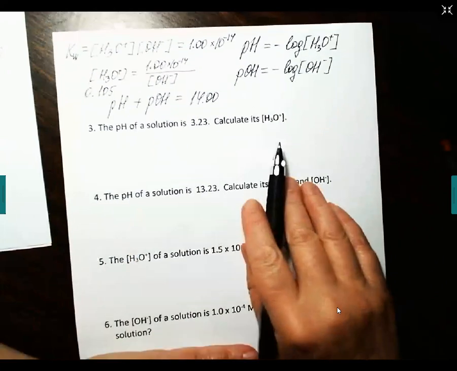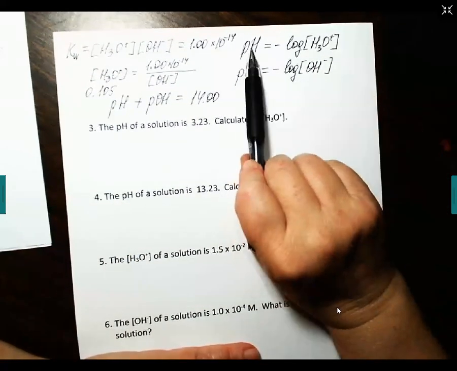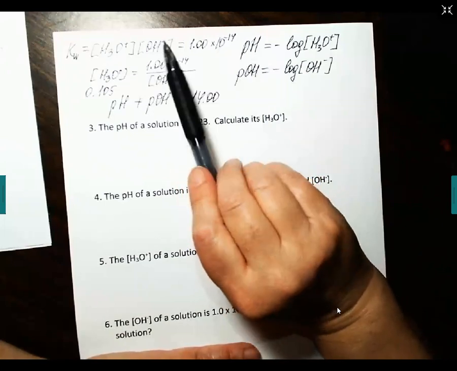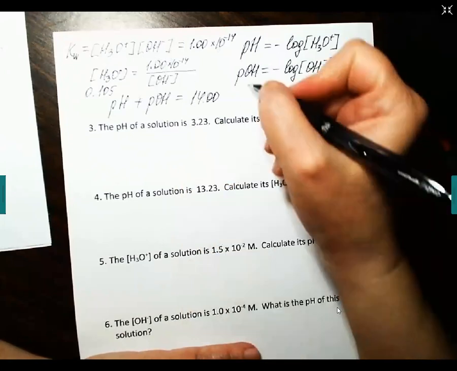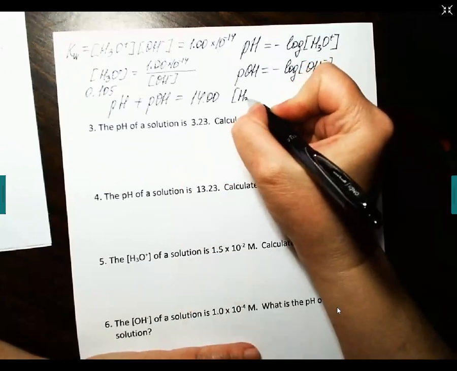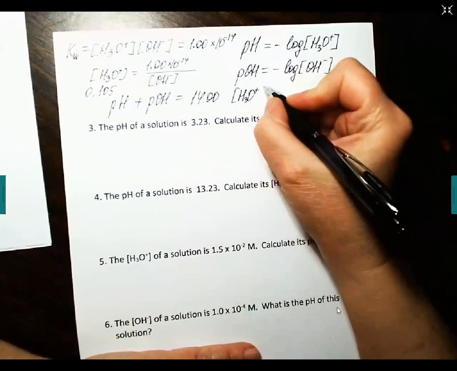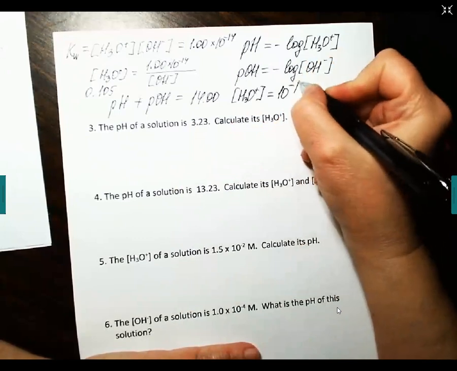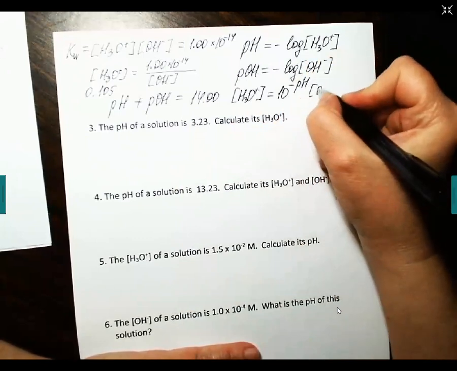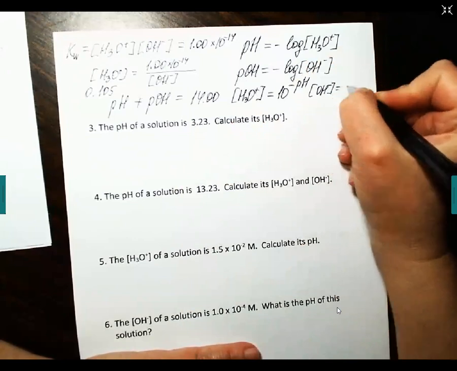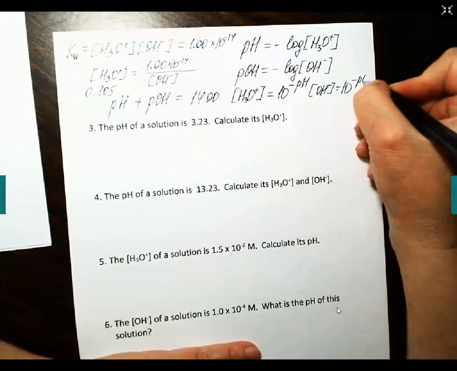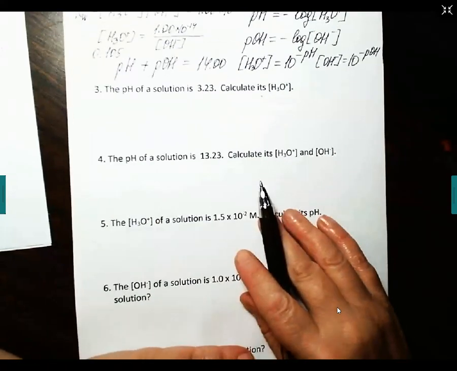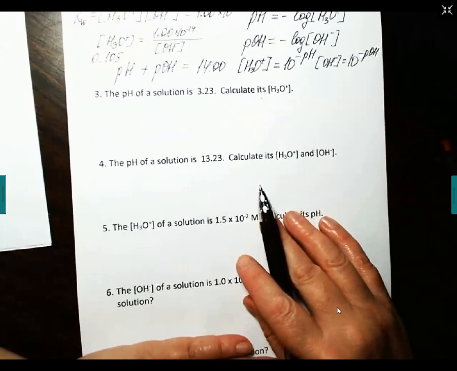And finally, if we need to go from pH to the concentration of hydronium, or from pOH to the concentration of hydroxide, we should use antilog. So H3O plus equals 10 to the negative pH, and OH minus equals 10 to the negative pOH. So using all these equations, we can easily solve the following problems.